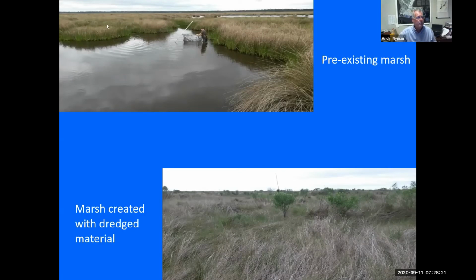And so this is one of the natural marshes where we worked. This is one of the created marshes where we worked. Here's the pole. And I took this while we were walking around looking for fish habitat.